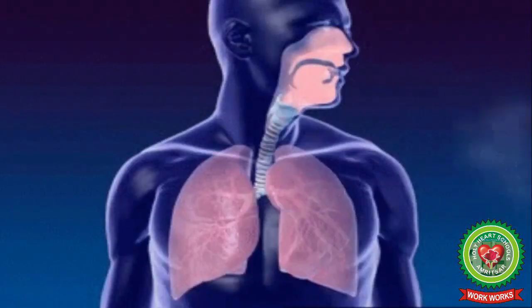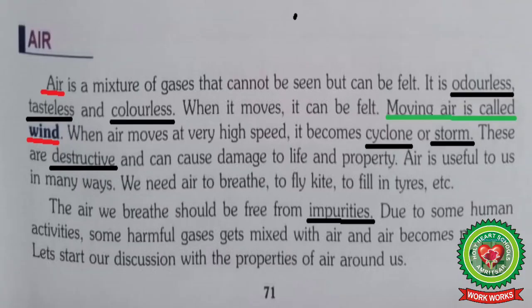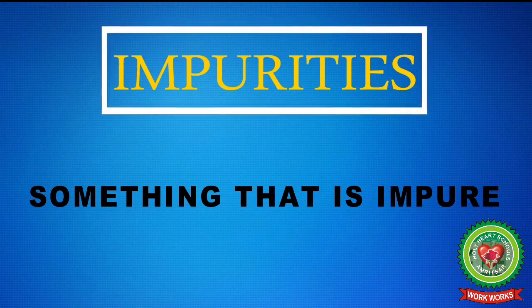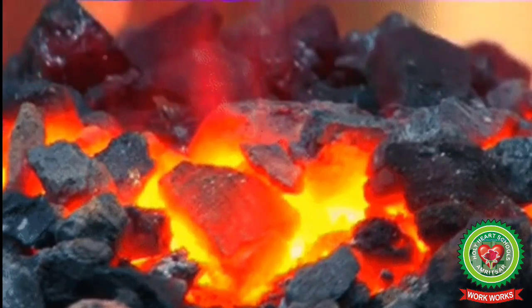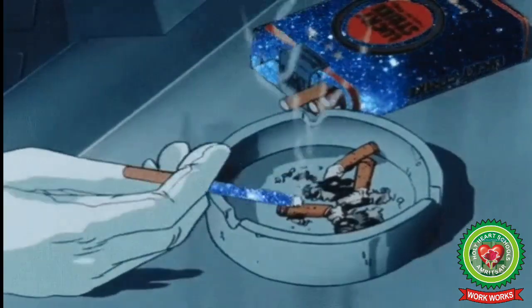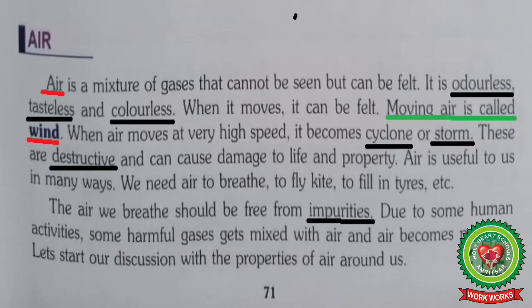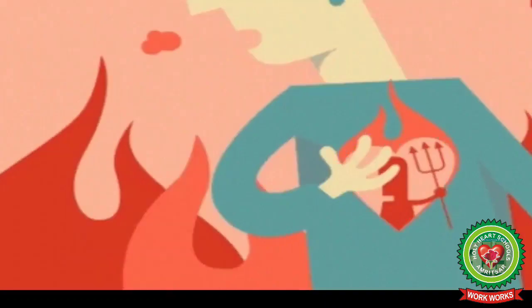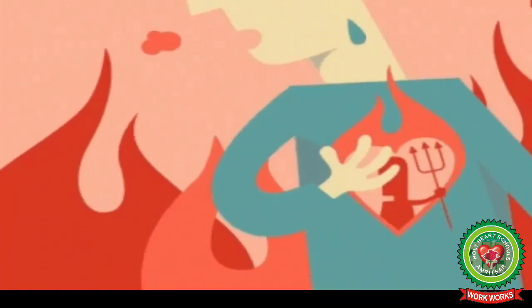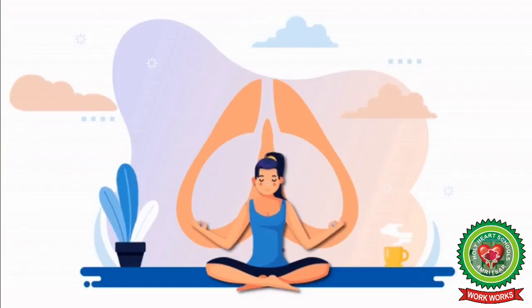Students, as we breathe air, it should be free from impurities. Now, underline the word impurities and write down its meaning, something that is impure. Air becomes impure or polluted due to some human activities like burning of fuels, burning of cigarettes, etc. And air also gets impure due to the mixing of harmful gases in it. So, instead of breathing impure air, we should breathe pure air.